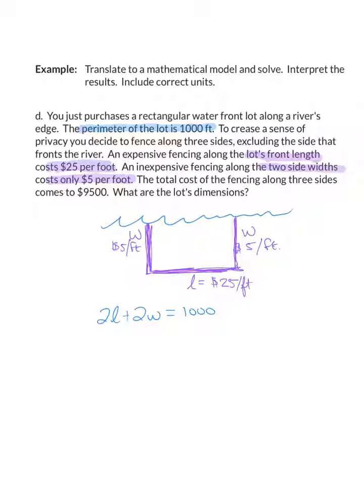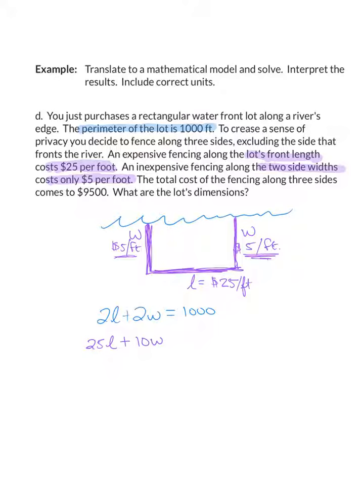Okay, so we still have that our length, and we want to know how much money we are going to spend on the fencing along the length. Well, that's going to be 25L. Now, for the width, you may want to say, okay, well, it's going to be 5W. But it's actually not, because notice that we are doing it twice. So we are actually going to end up spending $10 per foot along the width.